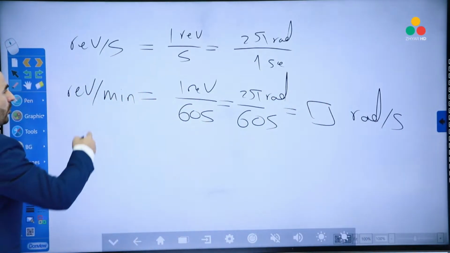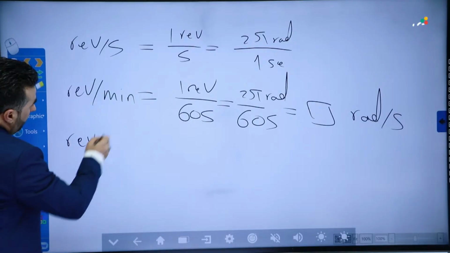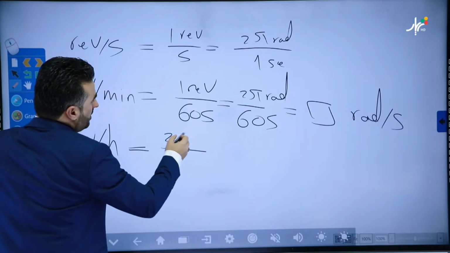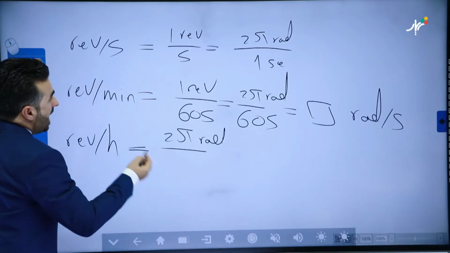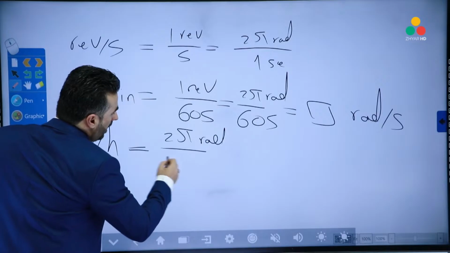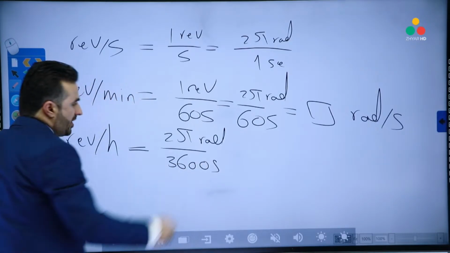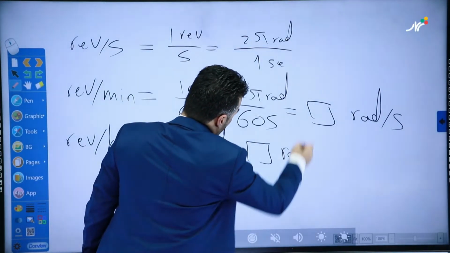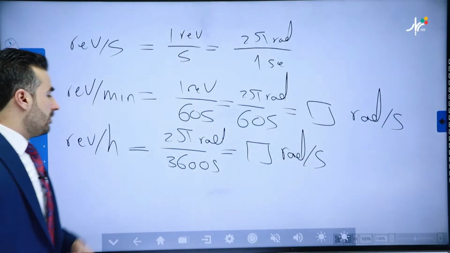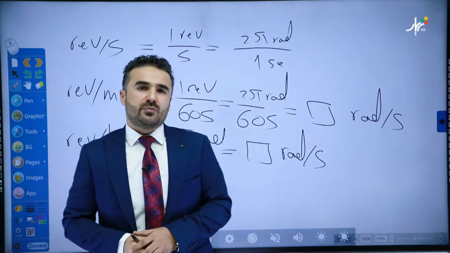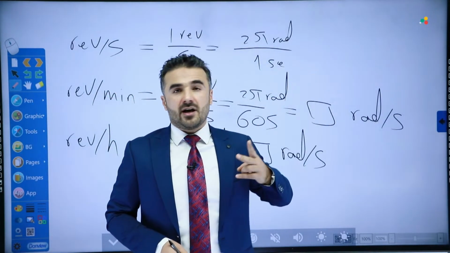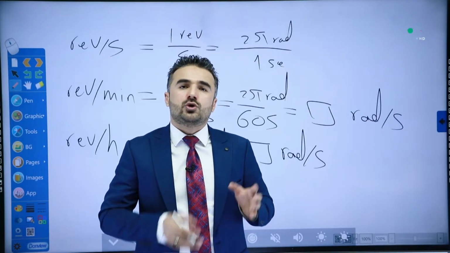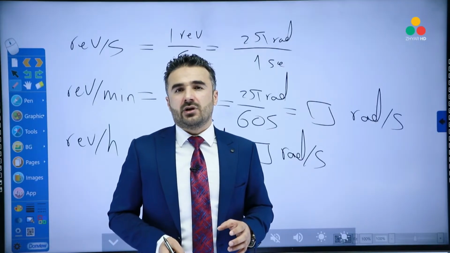And then what if it is revolution per hour? Rev per hour, you will do the same thing, yeah? Of course, that equals, if I do it quick, 2 pi radian divided by 1 hour. You know that 1 hour equal to 3,600 seconds. And of course, once you divide the two, you get the answer in radian per second. What if it is revolution per day? Okay, if it is revolution per day, that is going to be 1 rev equal to 2 pi divided by 1 day. There are 24 hours in 1 day. So 24 times 3,600 seconds.